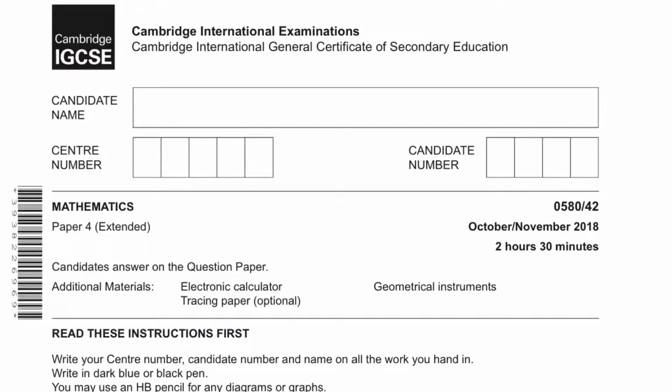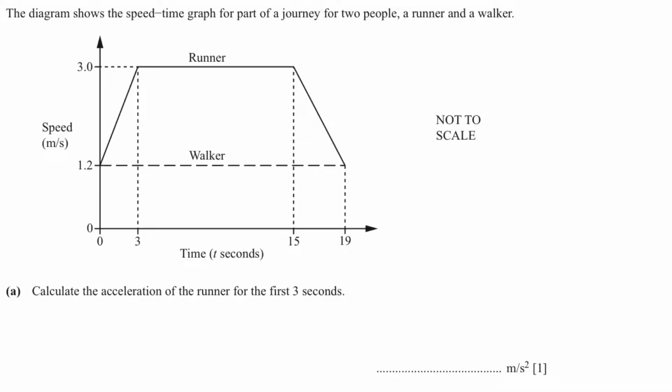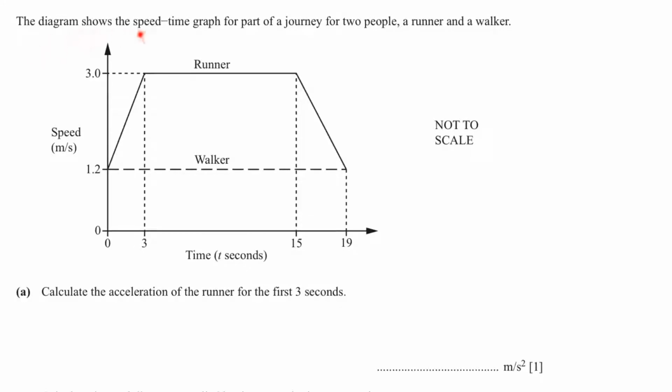In this tutorial, we are going to solve Cambridge IGCSE Paper 4 Extended, Variant 4-2, October-November 2018, question number 6 onwards. Question number 6. This is a speed time graph. The diagram shows the speed time graph for part of a journey for two people, a runner and a walker. Calculate the acceleration of the runner for the first 3 seconds.